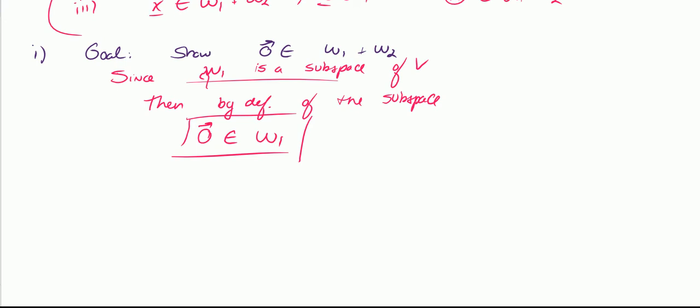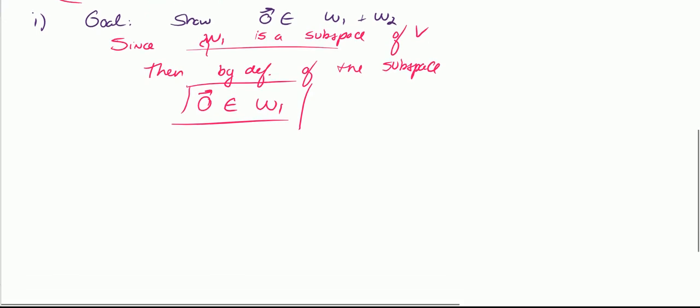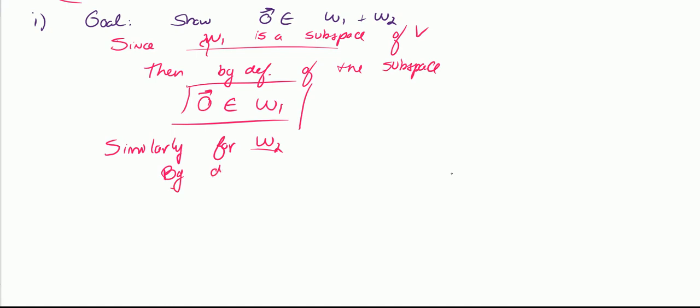Okay, so I know this, right? I know that the zero vector belongs to W1, but similarly for W2, right? That makes sense, no? Because W2 is also a subspace of V. So it's the same reasoning here. By definition, the zero vector also belongs to W2.